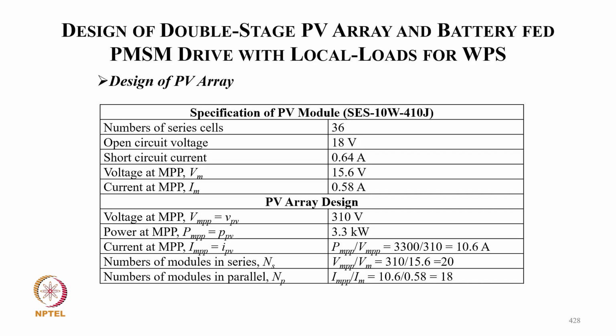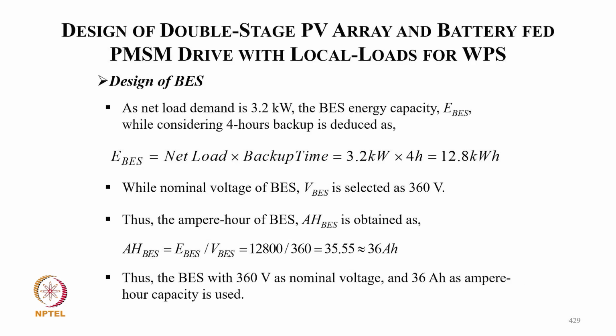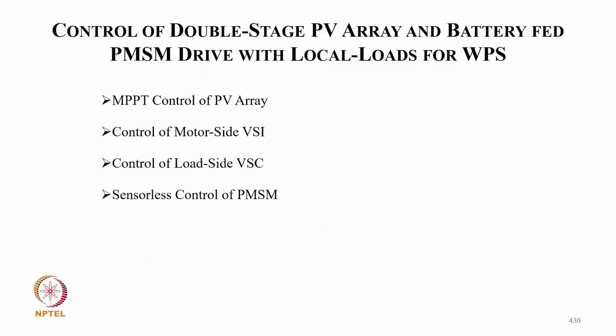We have taken a PV array of 3.3 kilowatt, and these are the design of the battery. So we consider a backup time of 4 hours with the 3.2 kilowatt requirement. So a battery of 2.5 kilowatt hours with a DC link battery voltage of 360 volts, and a battery capacity of 36 ampere hours. And these are, of course, the MPPT control, the control of the motor side, and the control of the load side.